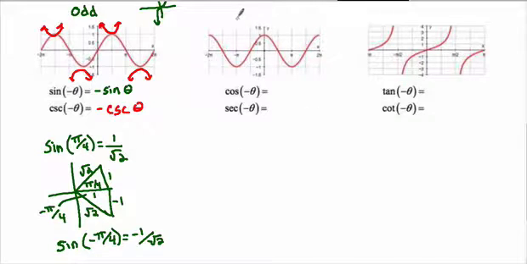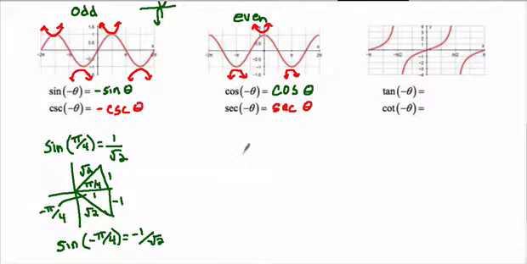Okay, so what about this function? Well, this function is even. It's flipped over the y-axis here. So when we make the angle negative, out's going to come a positive. Same with secant. And if you remember, secant looks like this. Right, so still even, still flipped over the y-axis. So same deal here, out's going to come a positive.